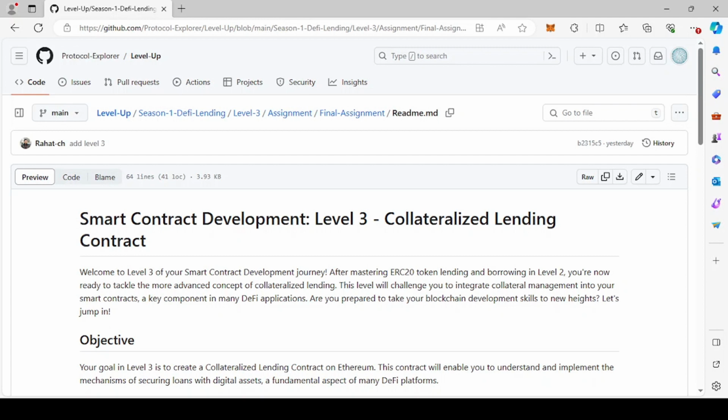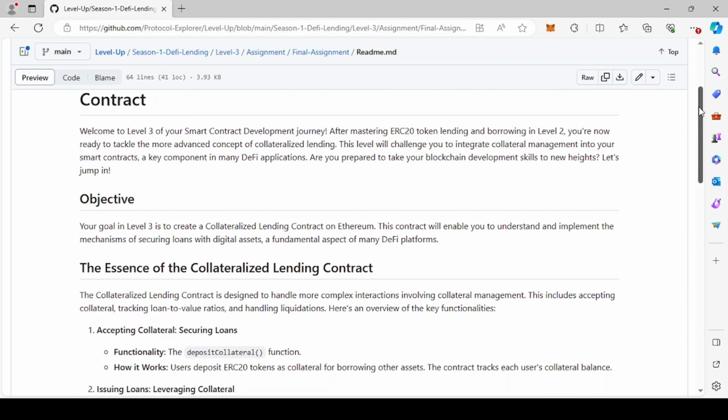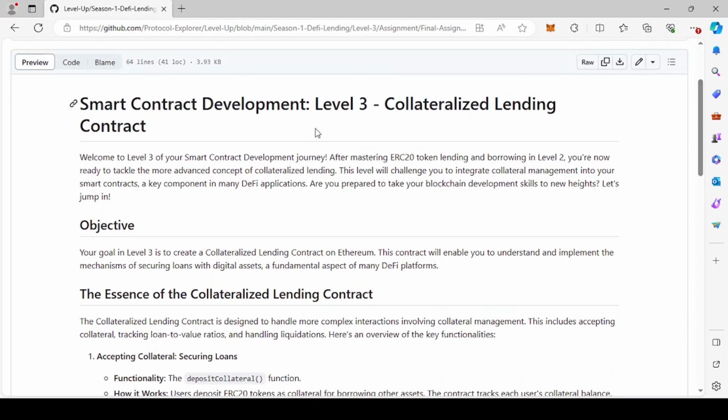And it's taken a step up today. With those two, we were just getting used to building out functions that accepted Ether, sent Ether out, or accepted ERC20 tokens and sent them out. Today, it's a jump up in that we're looking at the collateralized lending contract.